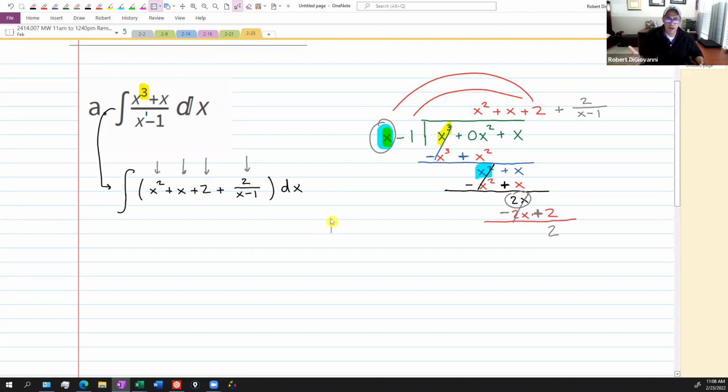So would y'all agree I'm there? I'm ready to do an antiderivative. No more work to do. No partial fractions here. It was just long division and we're there. Antiderivative is 1/3 x cubed plus 1/2 x squared plus 2x plus 2 natural log of x minus 1 plus c.